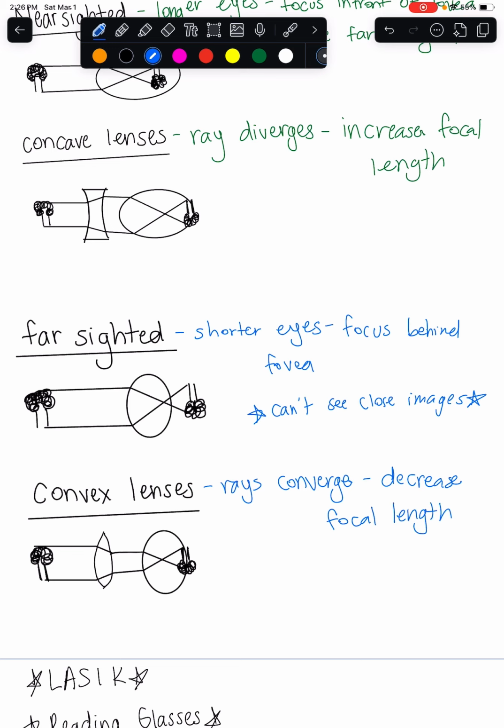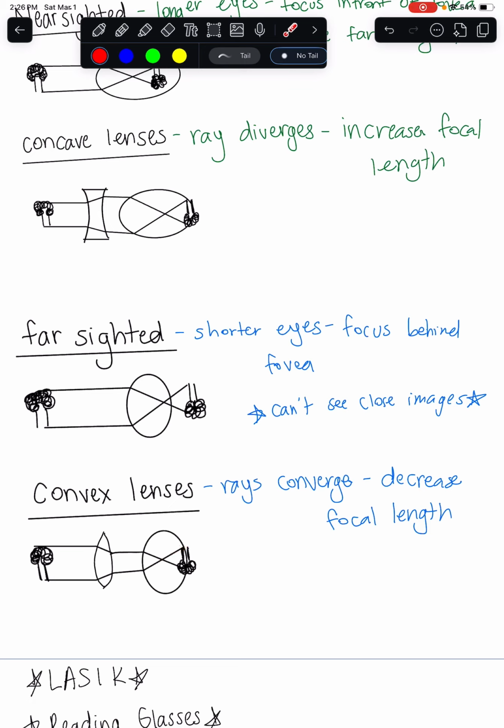All right, so rays converge, which means they're going to come together more. So you see the rays are coming in more. Then they're going to travel straight again. But now they're closer together when they hit our eye. And so it will decrease the focal length instead of making it appear back here. It will be able to see that clear image where our fovea or retina is up here.